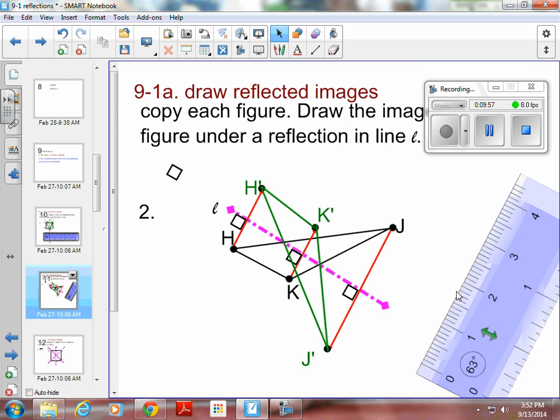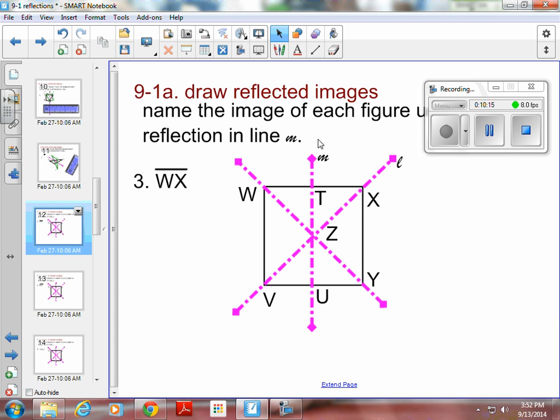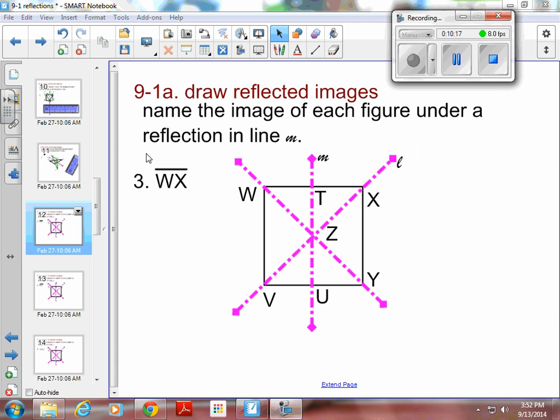And if you want me to clean it up, I can delete some of the stuff off of there so you can see it better. And there's the completed reflection without all the extra stuff on there. So how about if we already had the picture drawn and we just want to find where the reflection is? So I'm going to name the image of each figure under a reflection in the line M.